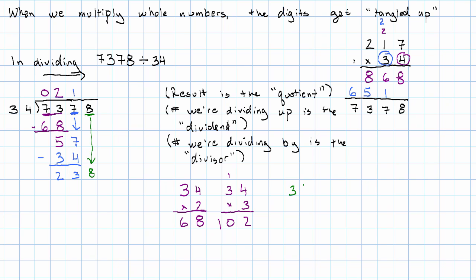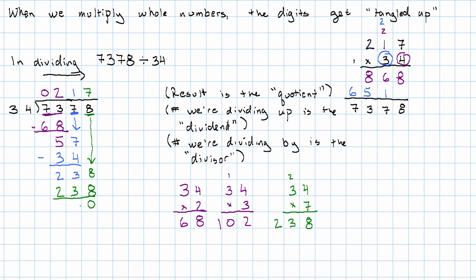Right? If I take 7 groups of 34, 7 times 4 is 28. 7 times 3 is 21, plus 2 is 23. Oh wow, look at that, 238. So 34 goes into 238 7 times, and nothing's left over. So that process is called long division. And the reason that it happens in that kind of weird sort of way is that we are untangling the digits that got tangled up when we multiplied.